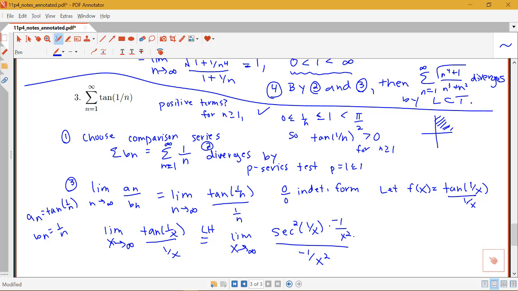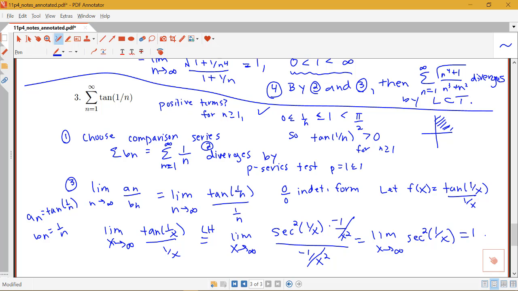1 over x squared. So we're looking at the limit as x goes to infinity of secant squared of 1 over x, since these negative 1 over x squareds cancel. So notice that, again, 1 over x is going to 0, and we know that secant squared of 0 is like 1 over cosine squared of 0, and cosine of 0 is 1. So this does come out to be 1.